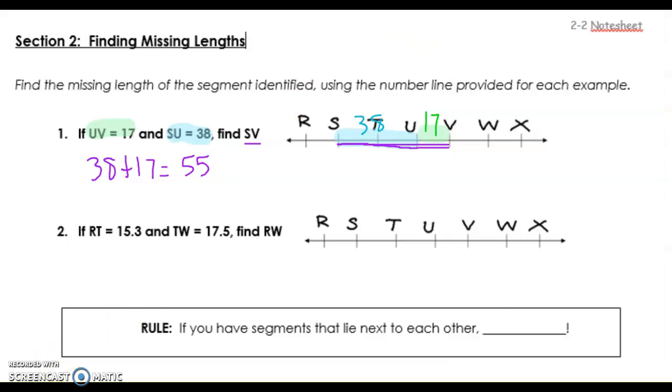Okay, taking a look at another example. So the first part tells us that we have RT, which is 15.3. So R to T, 15.3. And then we have TW, which is 17.5. So here's TW, 17.5.